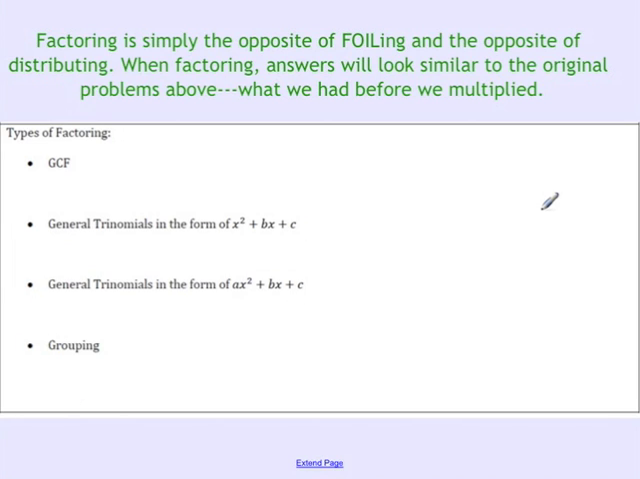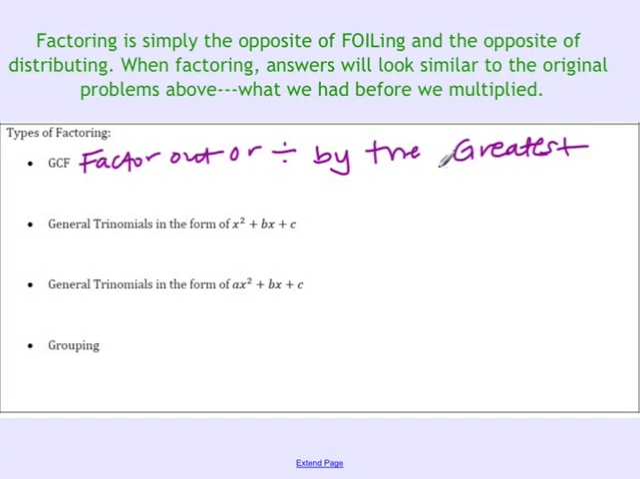The first one is a GCF. When you talk about a GCF, you're going to factor out or divide by the greatest common factor. Okay, so GCF stands for greatest common factor. So if you notice that all of the numbers are divisible by 2, you're going to divide it by 2.